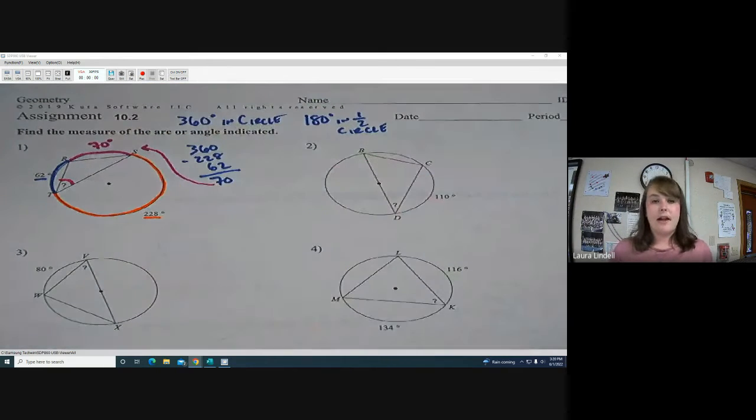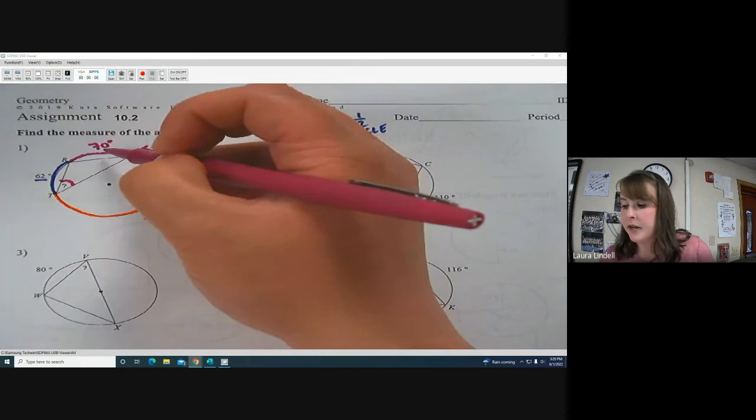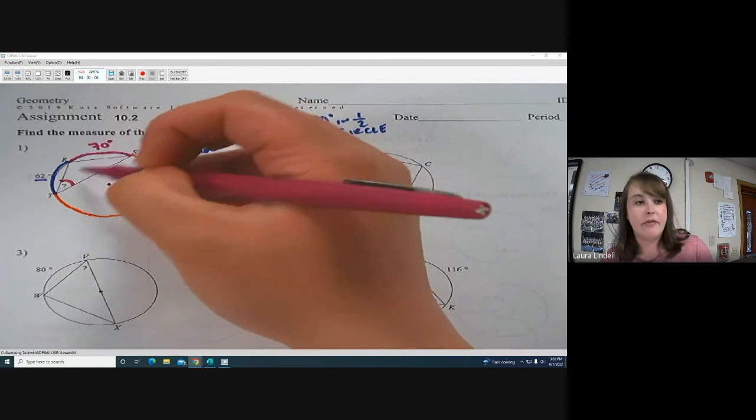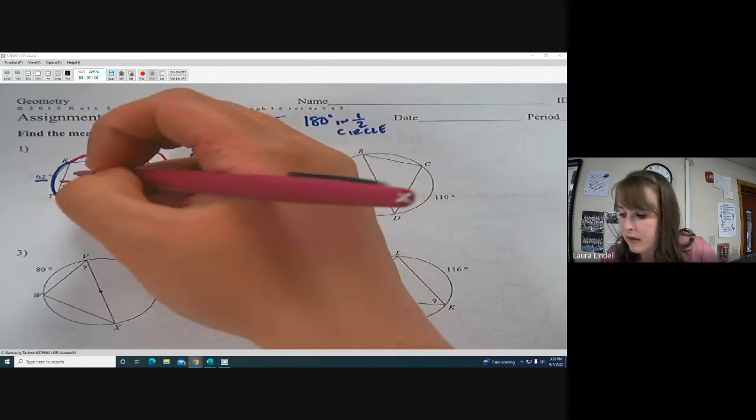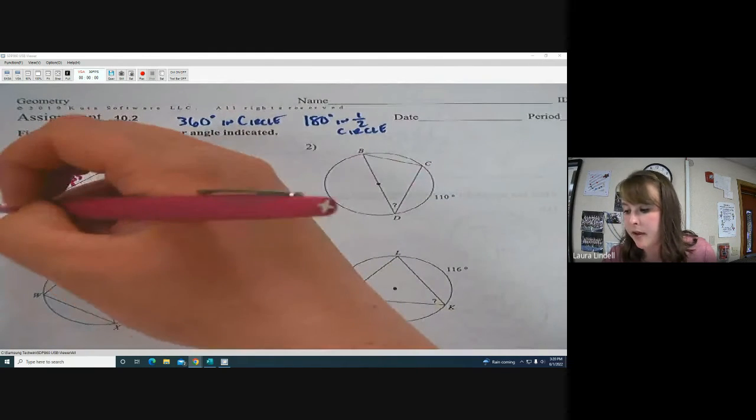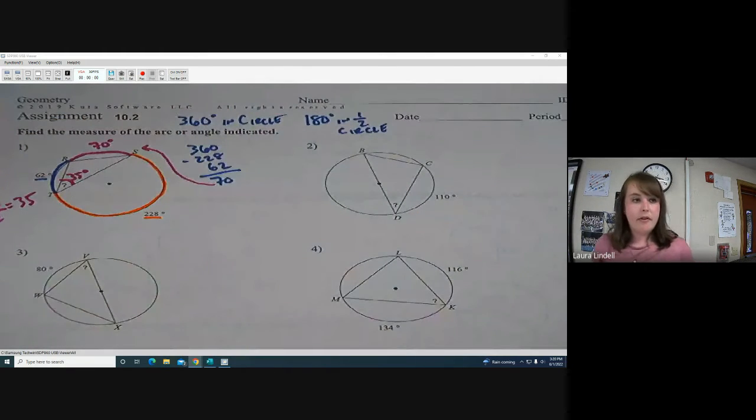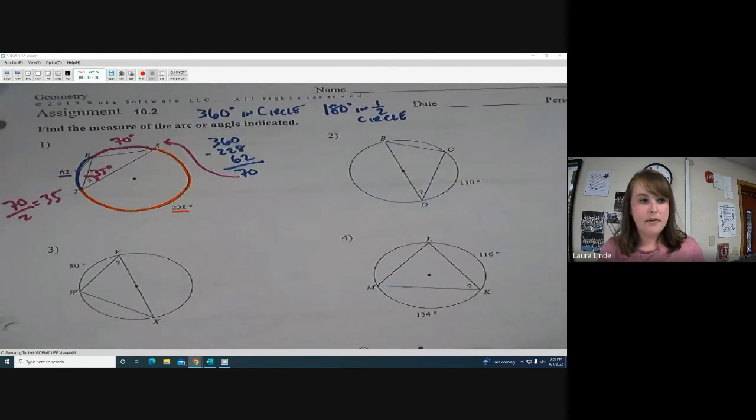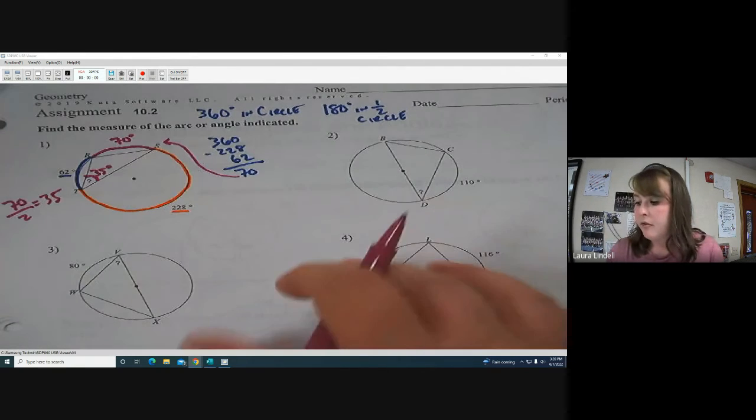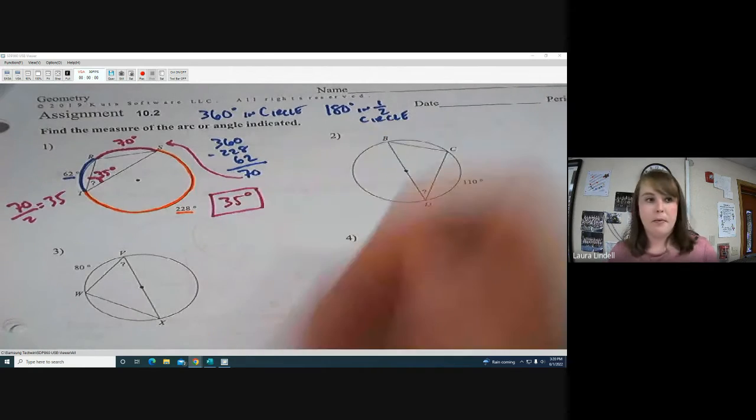Now that's the central angle measure. So since that's the central angle measure, if we remember our inscribed angle theorem, that tells me that the inscribed angle is going to be half of this. So the inscribed angle is going to be 35 degrees, because that's what you get when you do 70 divided by 2. You get 35. All right. So 35 degrees would be my answer for number 1.